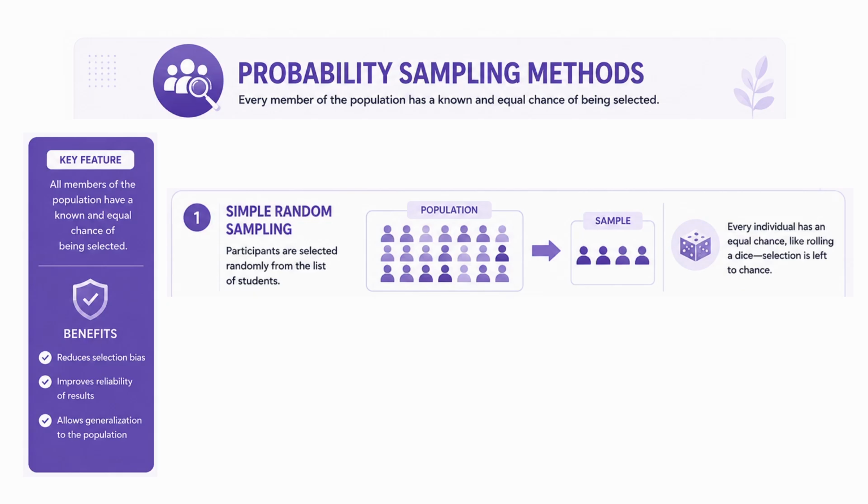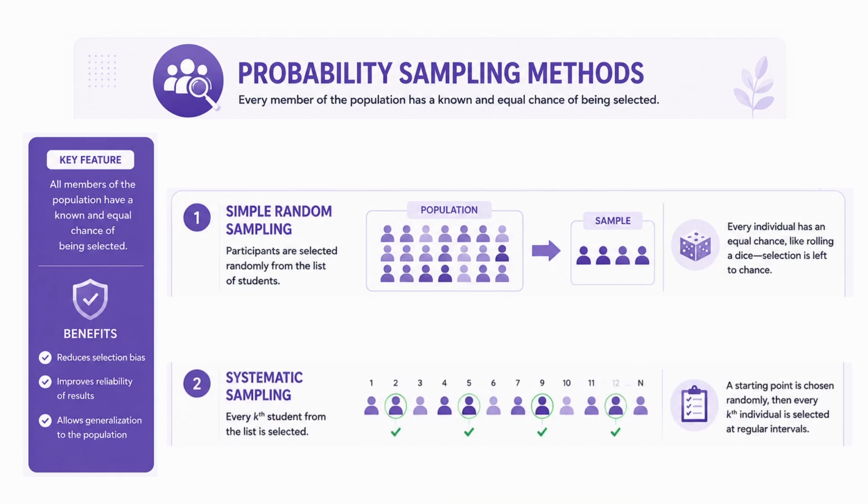Simple random sampling. Participants are selected randomly from the list of students. As I told you before, get the list of all students, give a number to each student, then use a random number generator or Excel to choose the numbers. Then you select that sample. From the population, the sample is selected randomly. Every individual has an equal chance, like rolling a dice. Selection is left to chance.